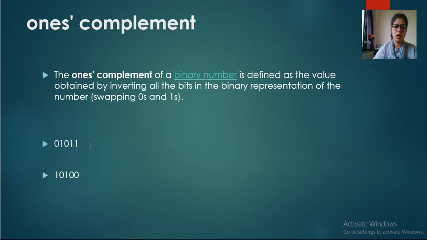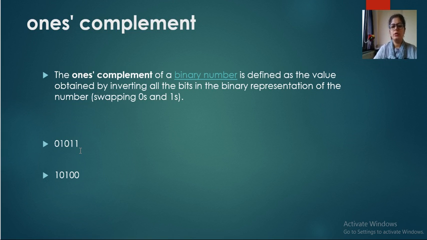So I have taken an example of ones complement method. For example, the number is 0, 1, 0, 1, 1, and we want to obtain ones complement of this number. So the ones complement of this number is, see, the first bit is 0. So the ones complement of this bit is 1. Ones complement of 1 is 0, ones complement of 0 is 1. So this number is the ones complement number of this number.